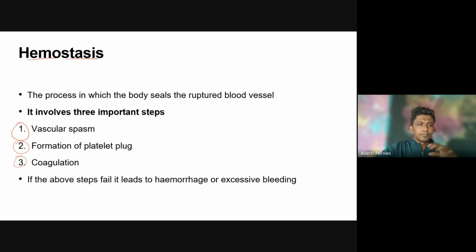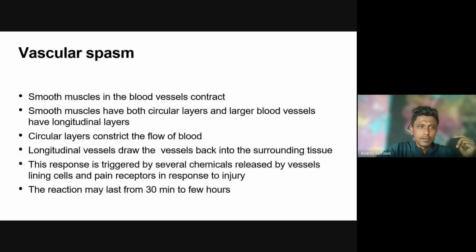Now let's say that we have an injury. Whenever an injury happens, we know that platelets play a very important role in coagulation or clotting of blood. But that is only one part of the story. If you see the whole process of how blood flow is stopped, it happens in three steps: vascular spasm, formation of platelet plug, and coagulation. Let's see each of them.